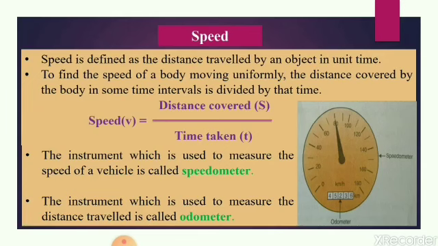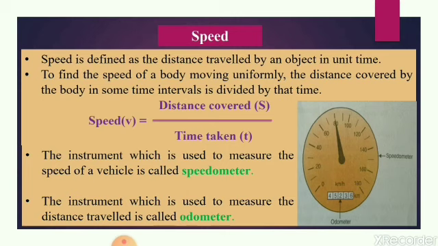Okay, now the next topic is speed. Speed is defined as the distance traveled by an object in unit time. It means the distance which is covered by any object in a unit time is called speed.